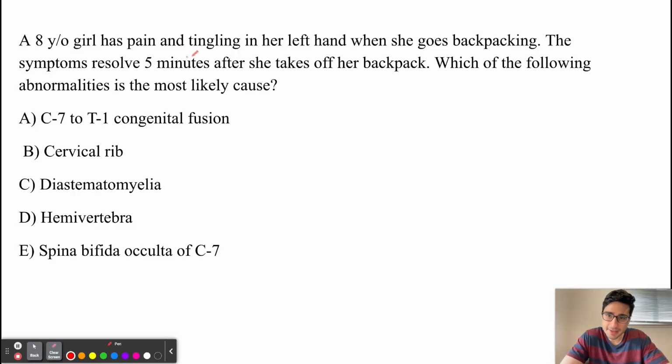An 8-year-old girl has pain and tingling in her left hand when she goes backpacking. The symptoms resolve 5 minutes after she takes off her backpack. Which of the following abnormalities is the most likely cause?